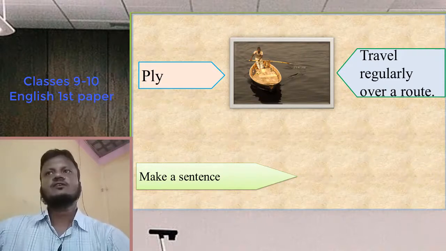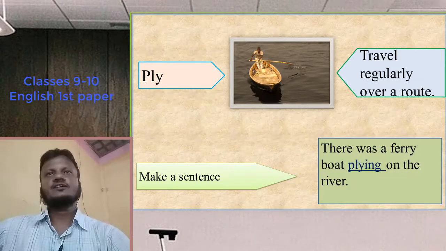Another is make a sentence. Now make a sentence. There was a ferry boat plying on the river. Dear learners, you will write down another sentence from your own memory. Okay.